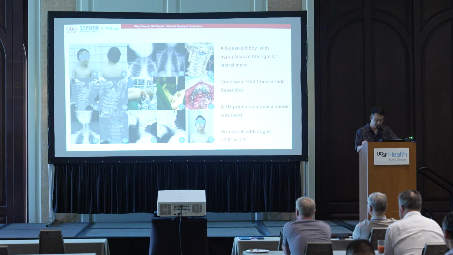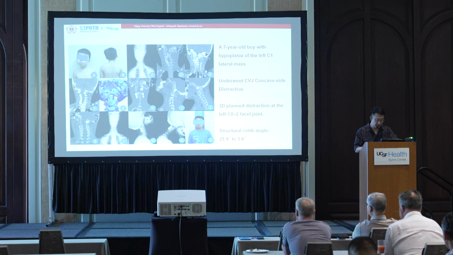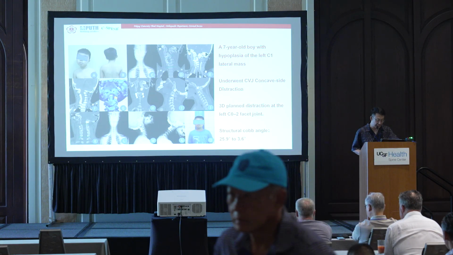So we can see the result after the surgery. Structural curve angle improved significantly, achieving excellent correction of the upper cervical deformity. Another 10-year-old boy diagnosed with hypoplasia of the left C1 lateral mass resulting in upper cervical deformity.